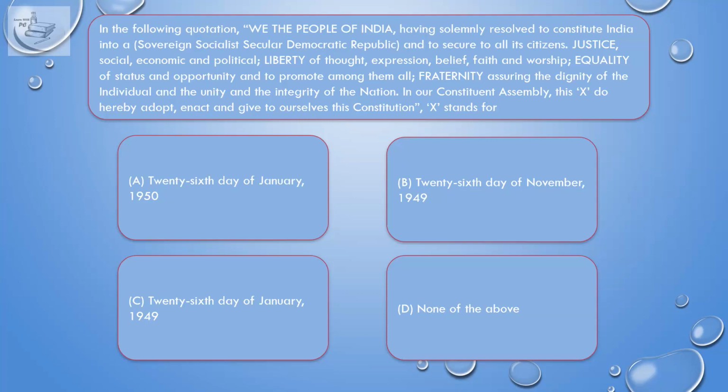X stands for A. 26th day of January, 1950. B. 26th day of November, 1949. C. 26th day of January, 1949. D. None of the above. Correct answer is B. 26th day of November, 1949.